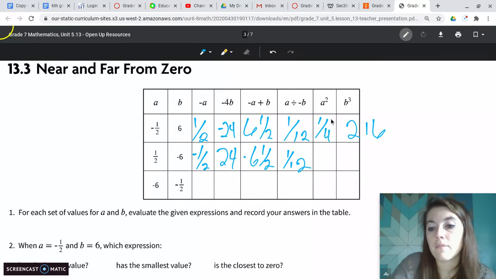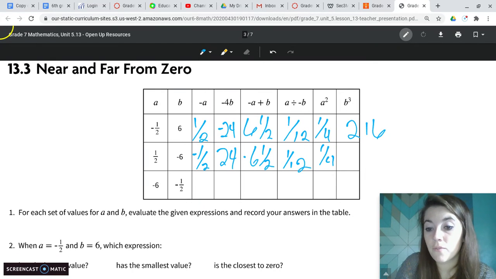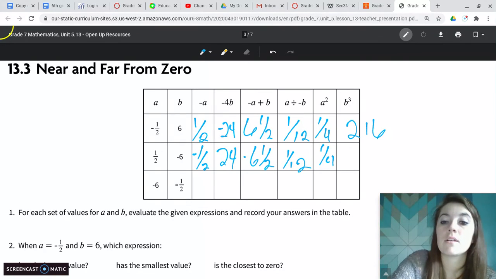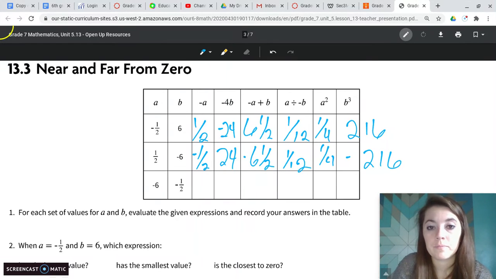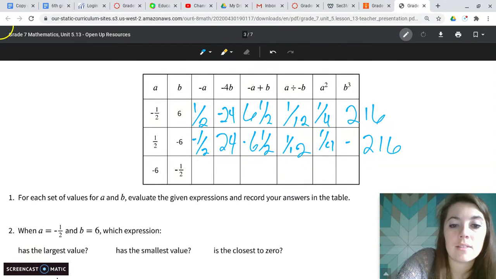A half squared is still going to be a quarter. And negative 6 cubed, well, negative 6 times negative 6 is positive 36, times negative 6 is going to give us a negative 216. All right, and the last line, we have negative 6 for our a value now, and we have a half for our b value. So negative a is going to become a positive 6.